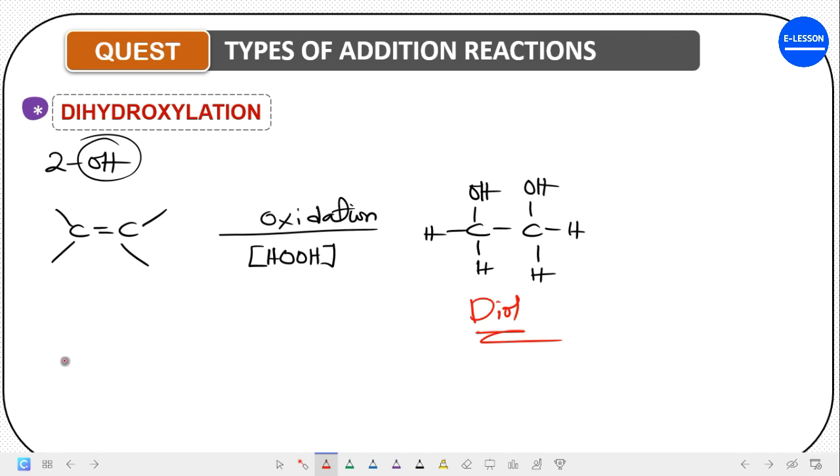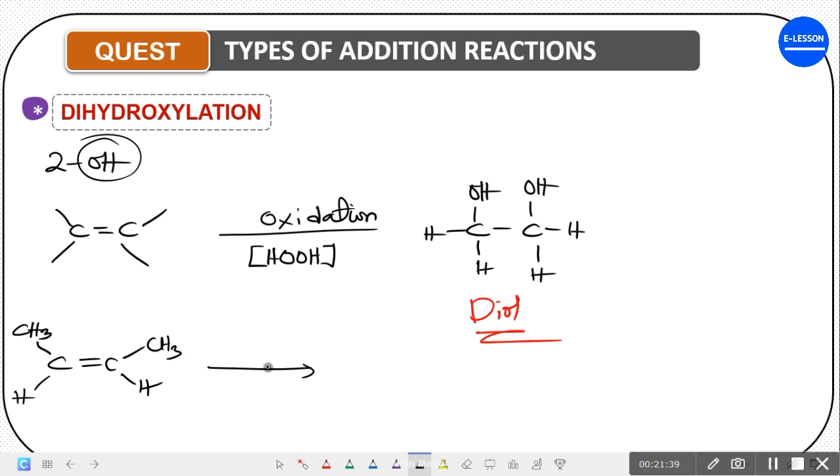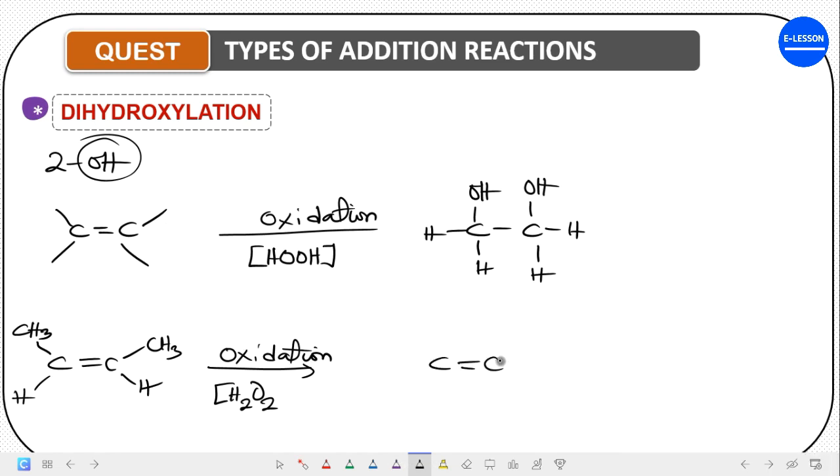So, for instance, if I give you something like this and I ask you what will be the product of the reaction between this and this, plus, then I put peroxide here, which can be in the form of H2O2. You may see it like this, right? Then you have oxidation. What will be the product of the reaction? Product will be a diol. So you have C double bond C. No, the C double bond C will be out, right?